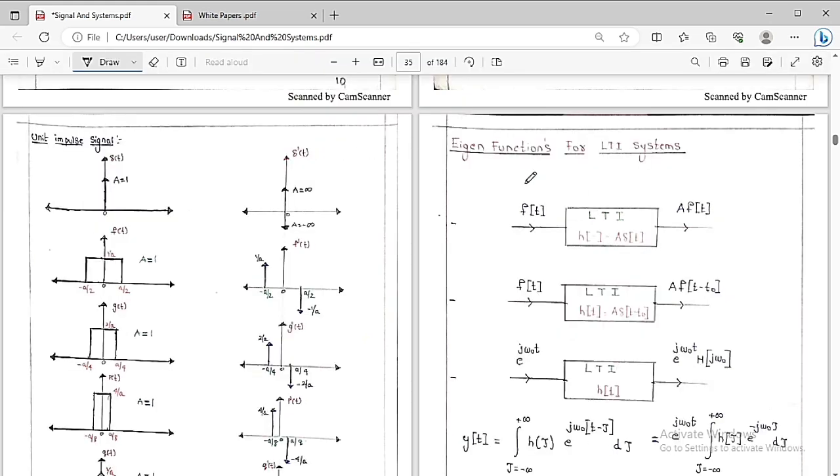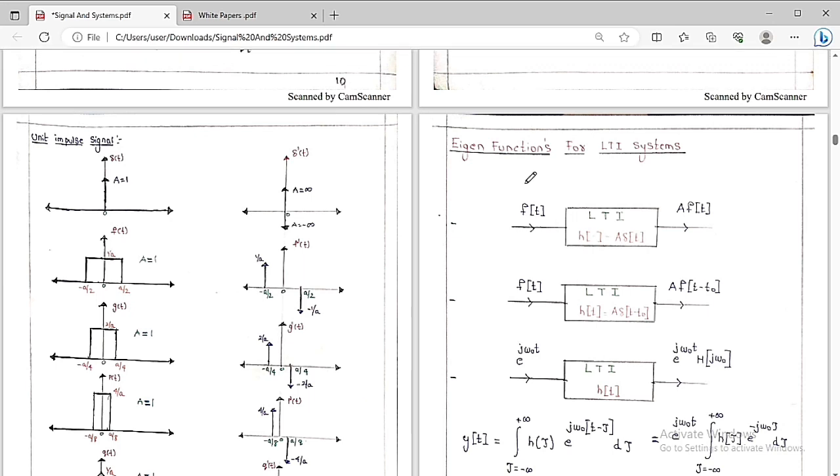Now we are going to discuss another new concept, which is basically the eigenfunctions for the LTI systems. We are going to learn in a very detailed manner. So let me take a system which is called the LTI system. It is going to satisfy the two properties, linearity as well as time invariance. That is the reason we say the system is linear time invariant.